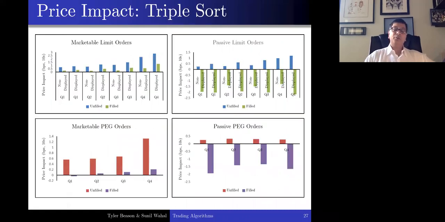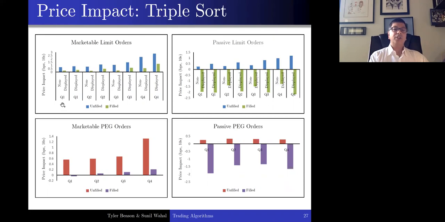Let me show you a triple sort, a complicated triple sort, but it helps to get at quantity, prices, and display, so three things jointly together. First of all, there are two bars here, the blue and the green. The blue is unfilled orders. The green is filled orders. The quartiles, Q1 through Q4, represent quartiles of child order size as a percentage of the NBBO. So these are small orders, and these are big child orders. And the y-axis contains price impact.